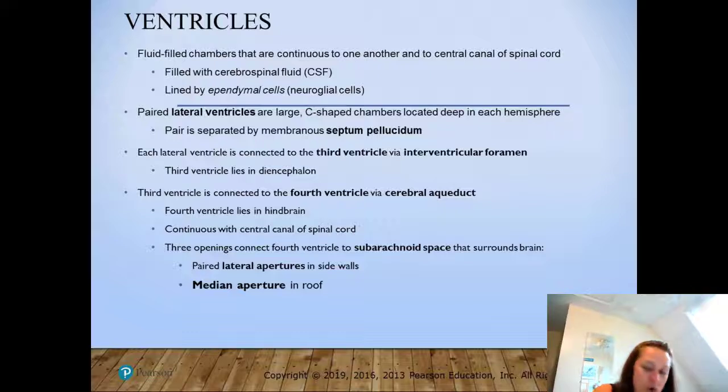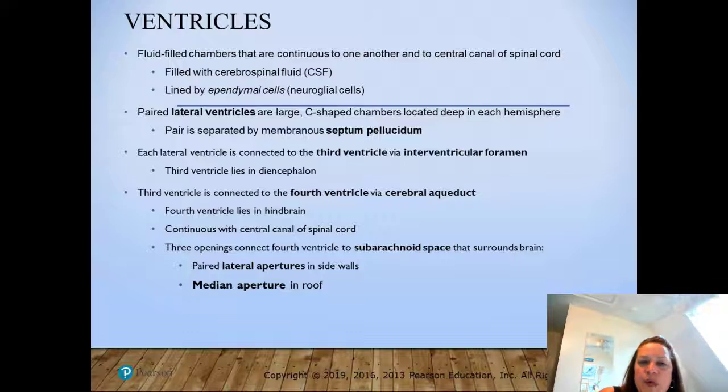All right, so we have the neurons, we have the brain tissue itself. We also have what are called ventricles, and ventricles are fluid-filled chambers that are continuous with one another and with the central canal. And what is the ventricle for? The ventricles are to support the brain from within. They're filled with fluid on the inside. The brain is surrounded by fluid on the outside, and it allows the brain to float in the skull.